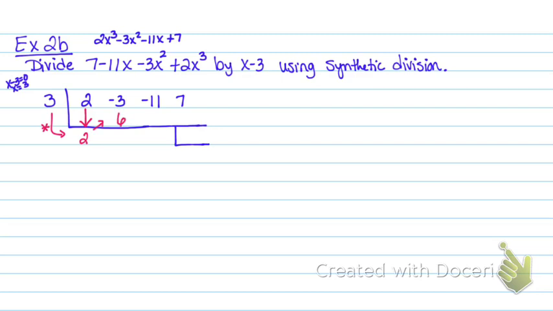What do we do with it? You combine them. So negative 3 plus 6 is 3. It's in the bottom row, so multiply by that 3. 3 times 3 is 9. Positive 9. Combine them. Negative 11 plus 9 is negative 2. It's on the bottom row, so multiply that times the 3. 3 times negative 2 is negative 6. Combine them, and you get 1. So that's our remainder.